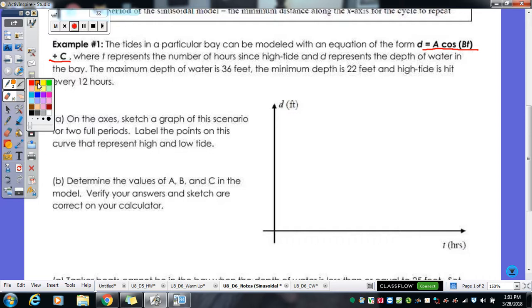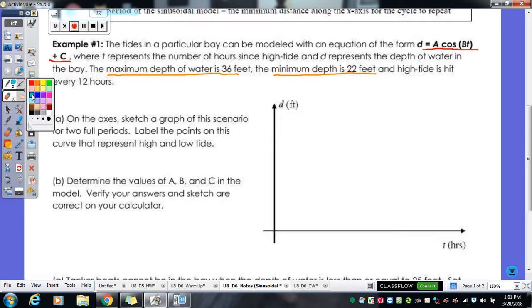The maximum depth of the water is 36 feet. Minimum depth is 22 feet. And high tide is hit every 12 hours. So part A, on the axis, sketch a graph of this scenario for 2 full periods. Label the points on this curve that represent high and low tide.